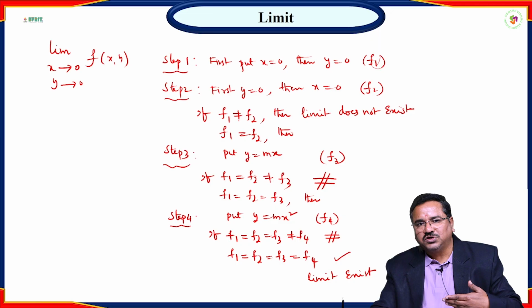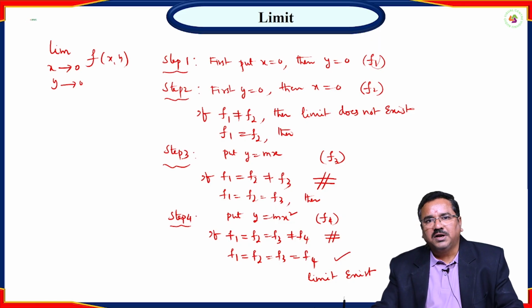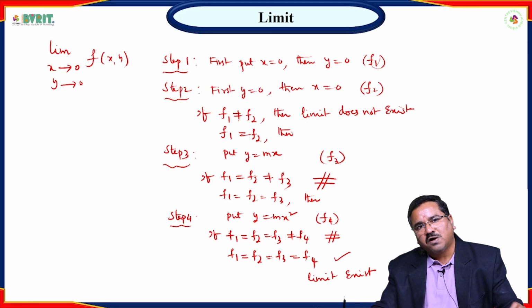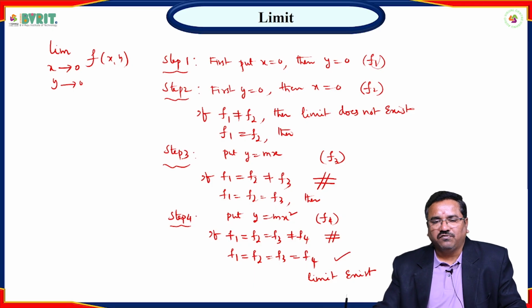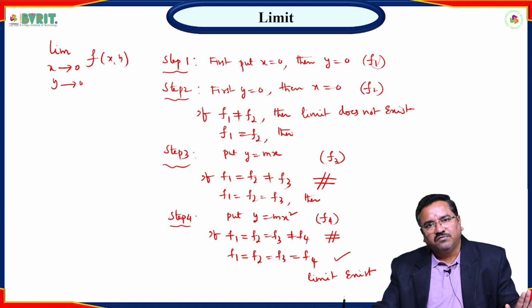So this is the flow chart for doing the problem of the limit at the origin. First, step 1: put x equals 0, then y equals 0, and let us say that answer is f1. Then step 2, in reverse: put y equals 0, then x equals 0, and let us say the answer is f2. After obtaining step 1 and step 2, see the answers. If f1 is not equal to f2, then straight away we can conclude by step 2 only that the limit does not exist. Suppose f1 and f2 are equal, then we go to step 3.